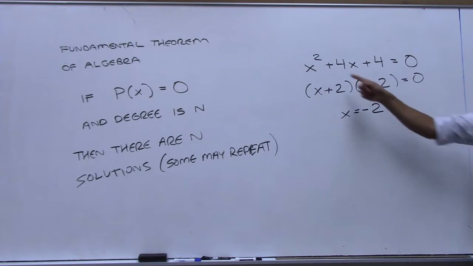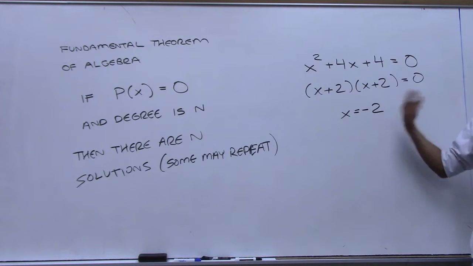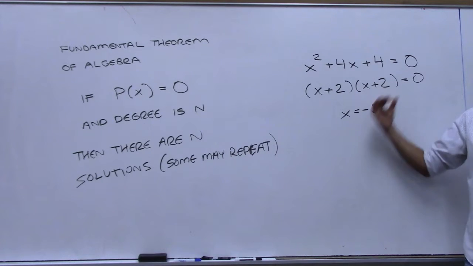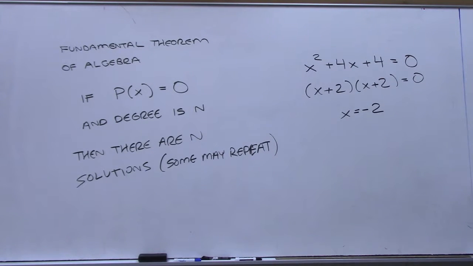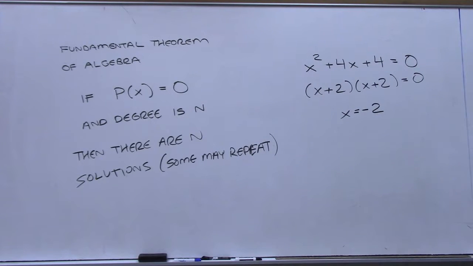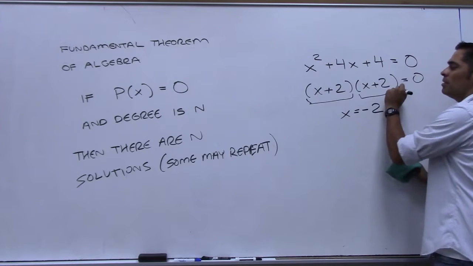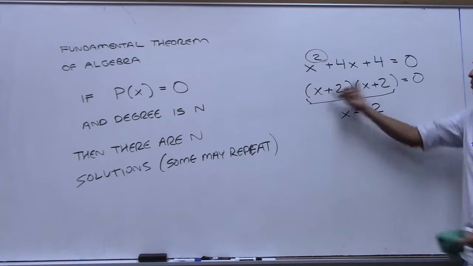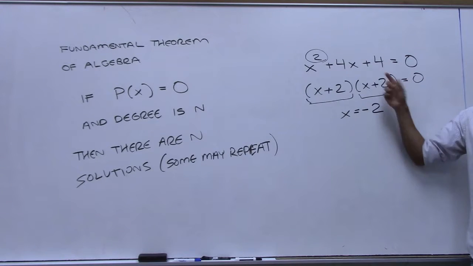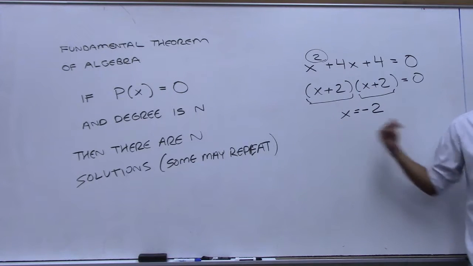So here you might say, well, wait, this was degree 2, but I only have one solution, right? Because there are 2 factors, it repeats. It's a repeated solution. You should have n answers, but some of them might be repeated, so the number of distinct answers may not match exactly. The number of factors, though, will definitely be the same. So x plus 2, 2 factors, 2 up here. You can't have 3. If this is squared, there's no way to get 3 answers.